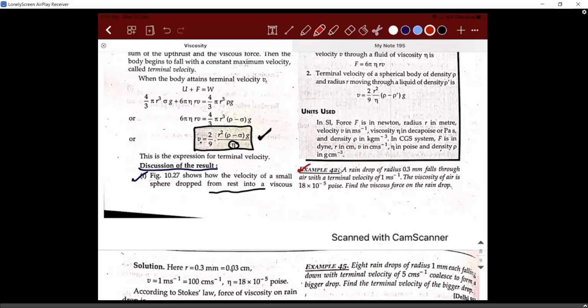Sir, 0.3 millimeter will be equal to 0.3 into 10 power minus 3. Sir, in centimeter? 0.3 into 10 power minus 2. Centi is minus 2, milli is minus 3. Yes, sir. So, like in the solution, they have given wrong, I think.